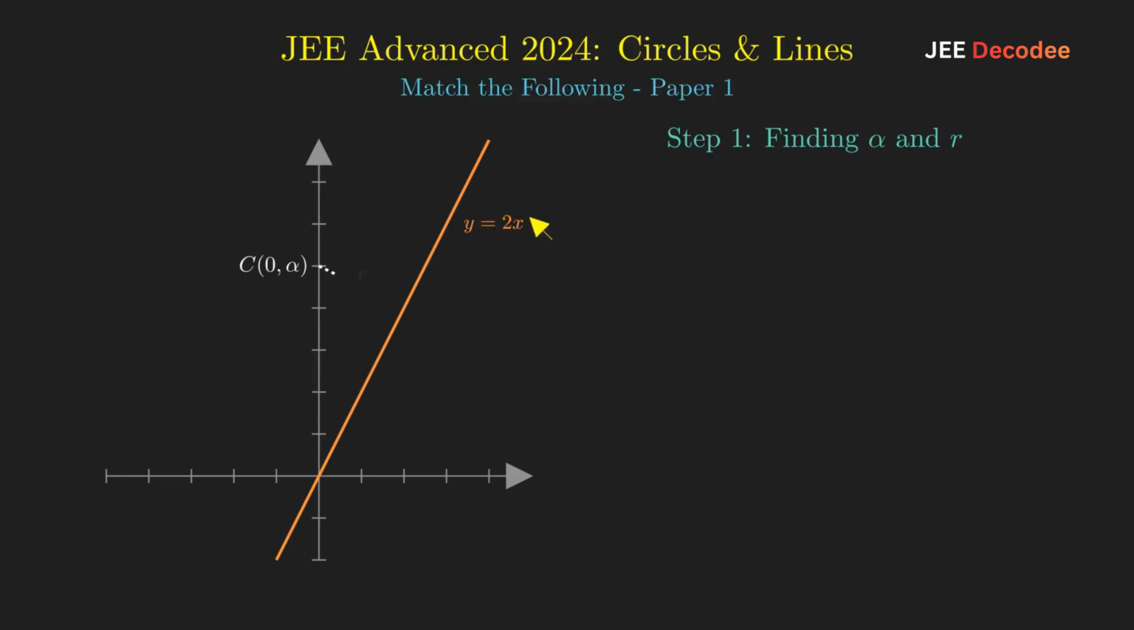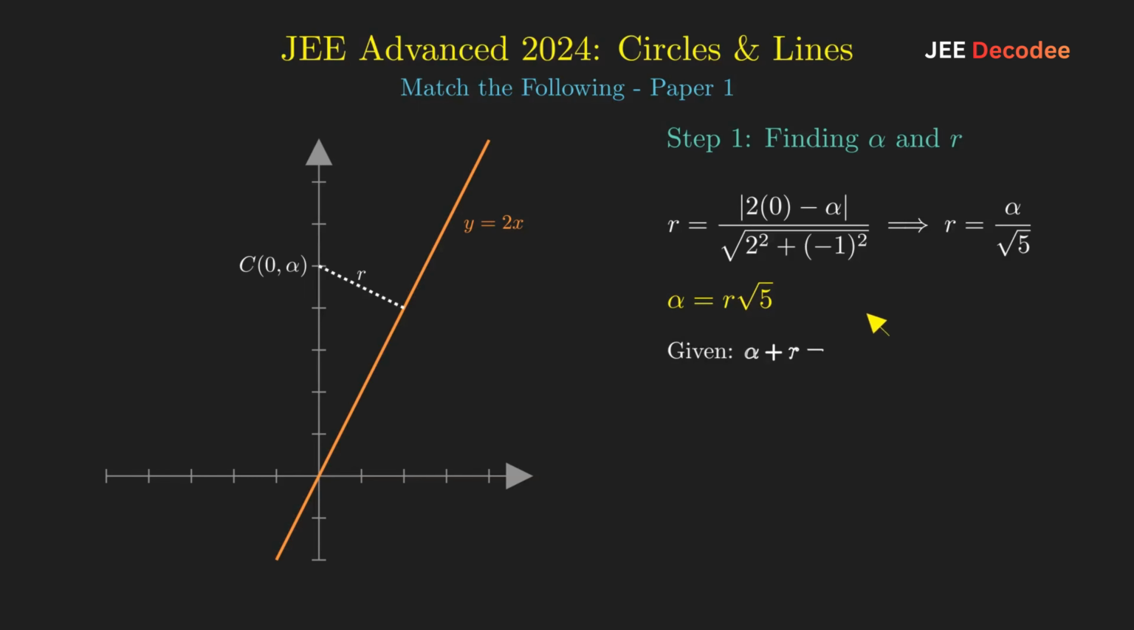The perpendicular distance from the center to this tangent line is exactly the radius, r. Using the distance formula, we get r equals alpha divided by root 5. Since alpha is positive, alpha equals r times root 5. The question gives us a condition: alpha plus r equals 5 plus root 5.